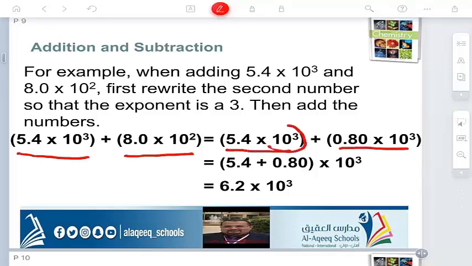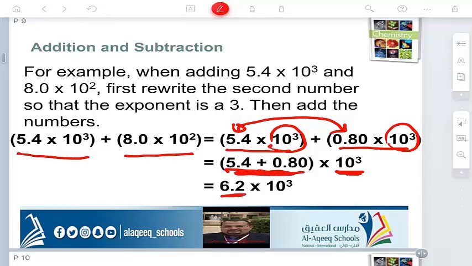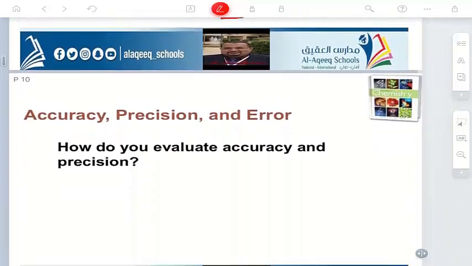This exponent, 10 power of something, 10 power 3. Take it as common and add this number and this number. Look, 5.4 plus 0.80 times 10 power 3. Finish this first, and you will find 6.2 times 10 power 3, as it is. If you want to do addition. If you want to do subtraction, it's the same process.